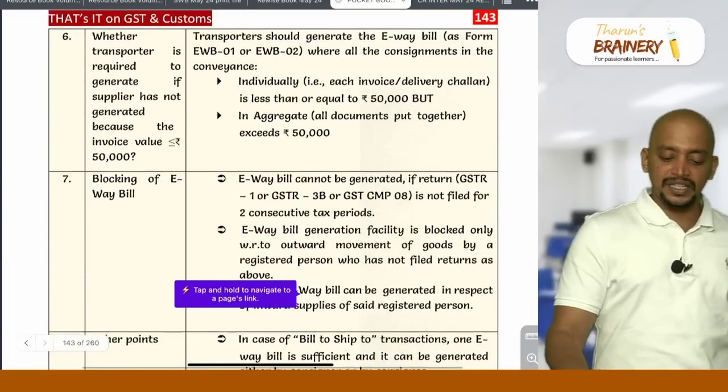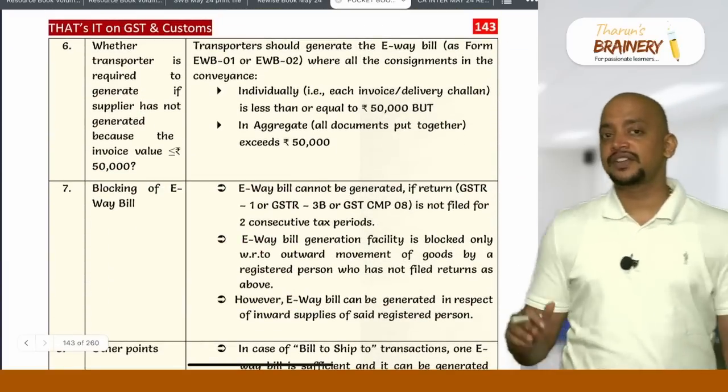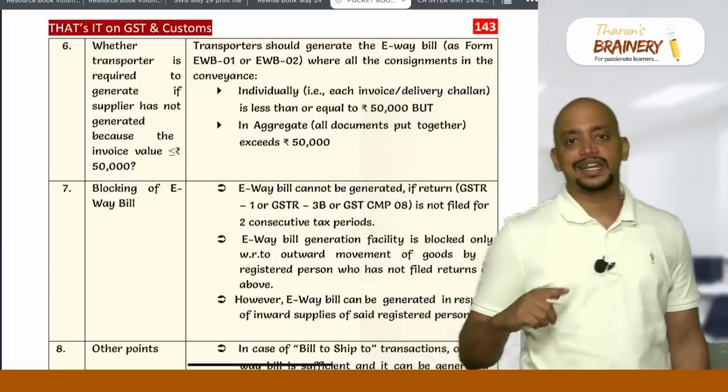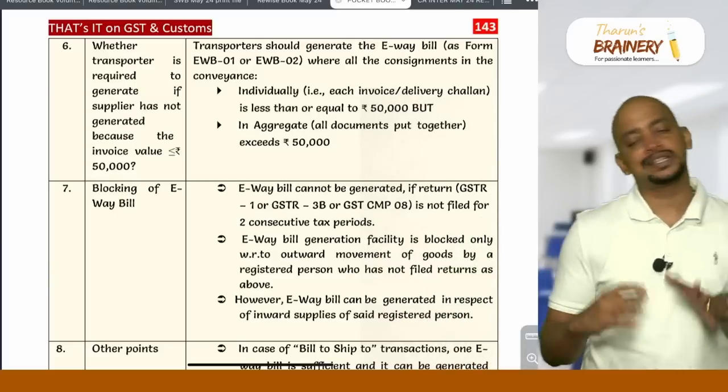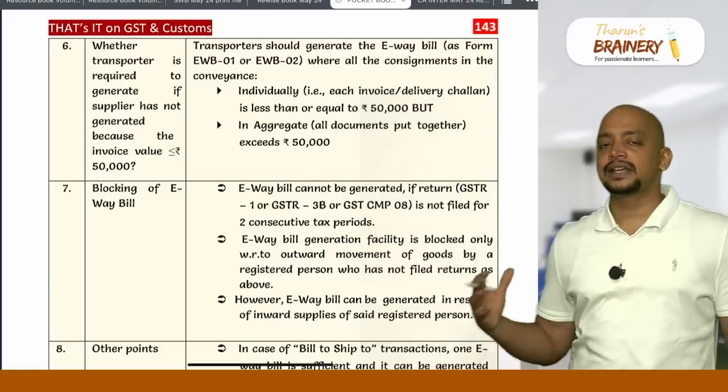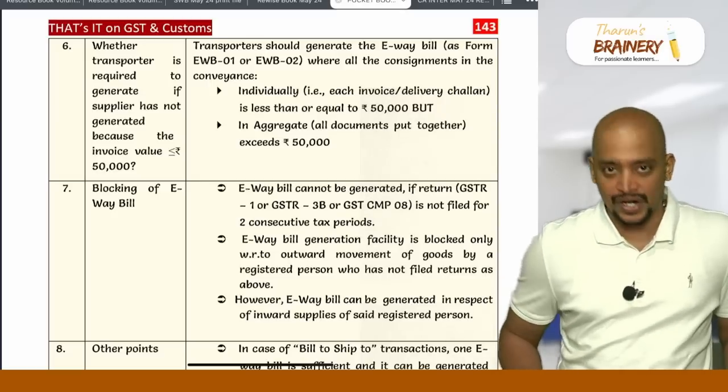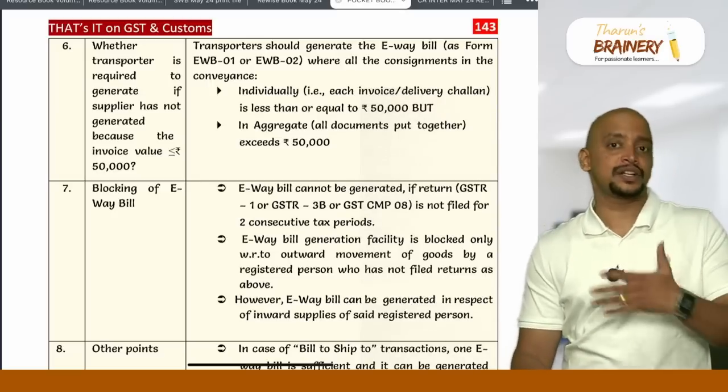And whether the transporter is required to generate an e-way bill even if the value of each consignment does not exceed 50,000 rupees? Yes. Generally there are 10 consignors who are sending consignments through the transporter, and each consignment value does not exceed 50,000.